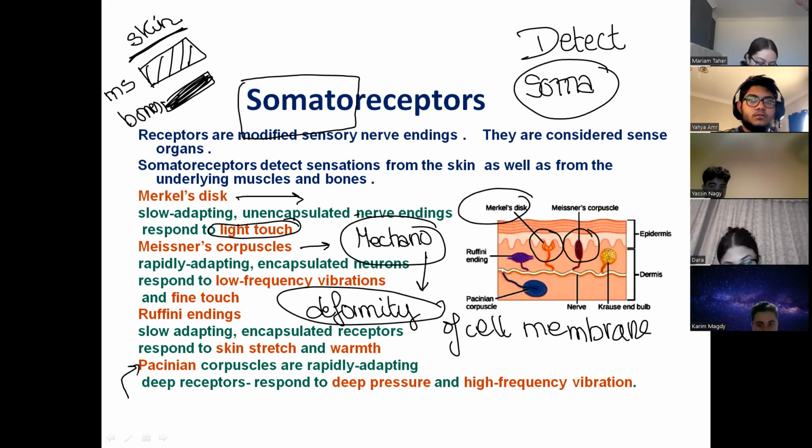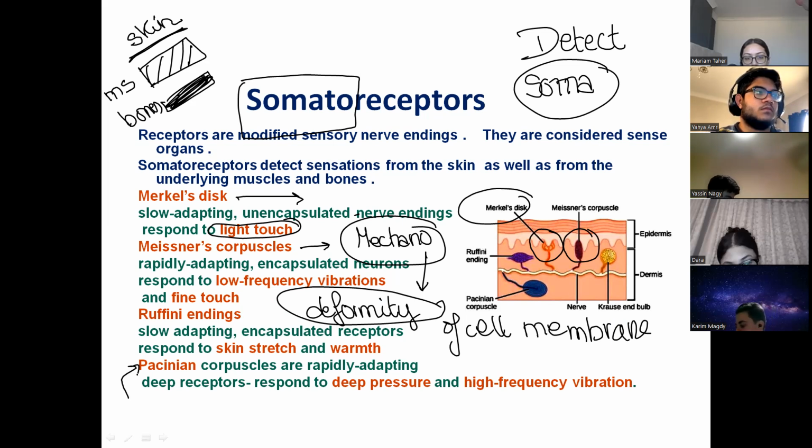Yes, okay, go ahead. The difference between slow adapter and rapid adapter is because of being encapsulated and not encapsulated. No, it's not related to encapsulation. It is related to the innate structure of the receptor, how it is coiled, and other things. But encapsulation increases the sensitivity of the receptor. When I say it increases sensitivity, it relates to the intensity of the stimulus, not the duration of detection of the stimulus.